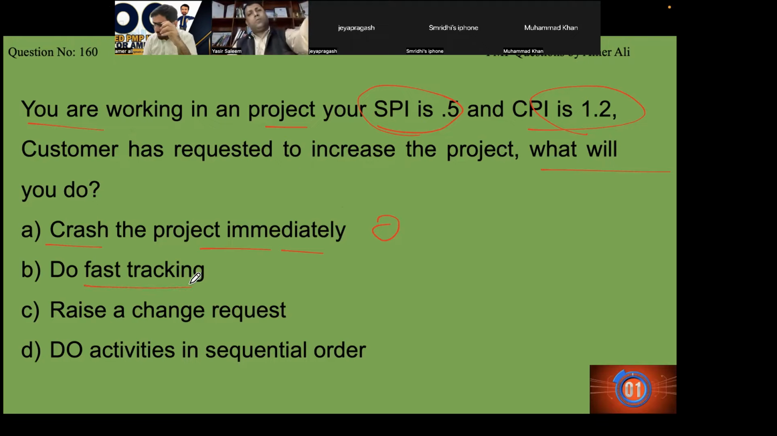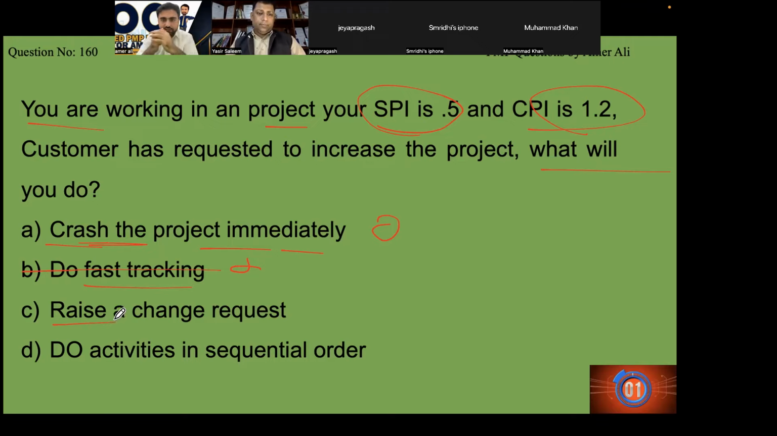Do fast tracking. Fast tracking is also good, but whenever there's a possibility of crashing and fast tracking, crashing is adding resources, fast tracking is doing the activities in parallel. We will always go for crashing. Since there's an option of crashing, that is why I am eliminating option B. This is called justification. For every single option, whether right or wrong, you must have a justification.